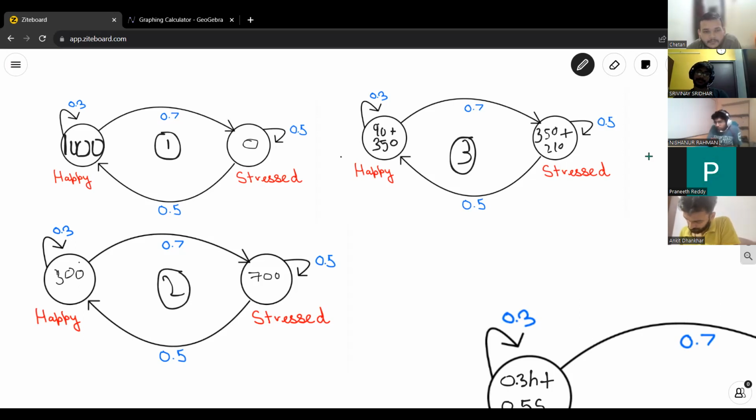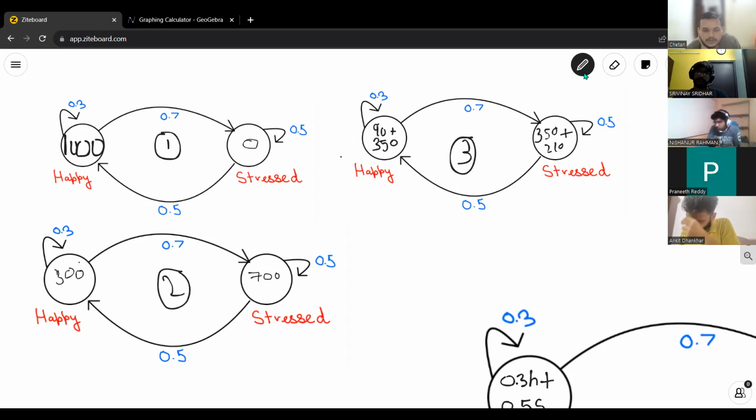Okay, done with happy. Now we have to deal with stressed. 50% of 700, that is 350, remains stressed, while 70% of 300 become stressed. Okay, fine, 210 is added. Now, yeah, so you understood the 3 iterations, right? Fine. Now we can move on. Go ahead, Chetan.